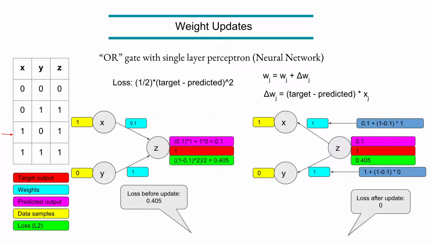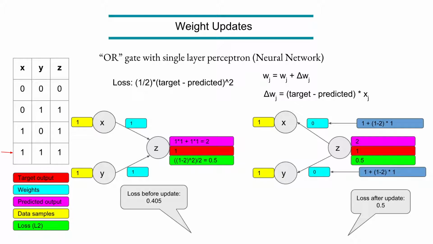It is just the reverse of the previous one, 1, 0. So we need 1 as a target output, and we predict 0.1. Again, we calculate the loss, which is 0.4. And after updating the weights, it becomes 1 and 1. So loss before update was 0.4, and after update, it was 0. As you can see, our network directly overfits to that sample during the training.